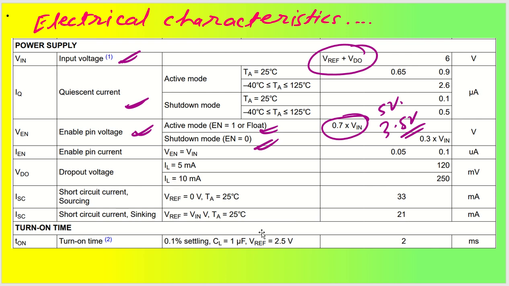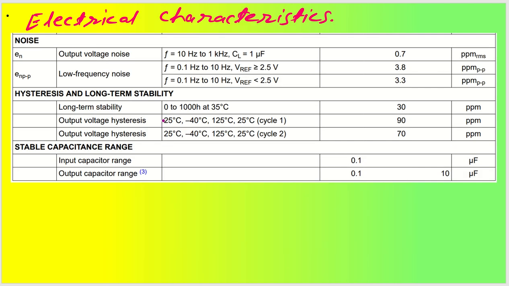similar to that other parameters are there, that is nothing to worry about. We have like short circuit current and short circuit sinking. So this will be maximum 33 milliampere and this is 21 milliamperes. Okay, coming back to some other parameters, last one which we have is noise. So output voltage noise is just 0.7 ppm RMS, and 0.1 hertz to 10 hertz I already told you, which is 3.3 ppm peak to peak. Okay, good.